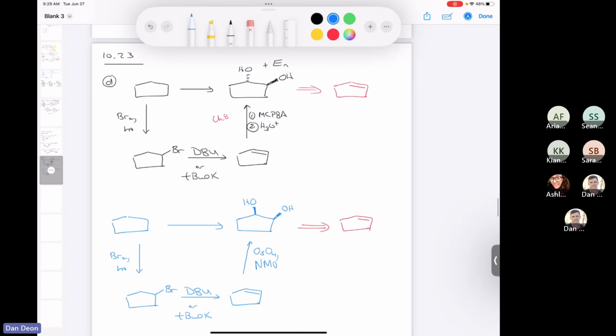Okay, the trans diol, of course, we end up with our racemic mixture. And when we make the cis diol, that's a meso compound. All right, there we go. So that's all of 10.23.